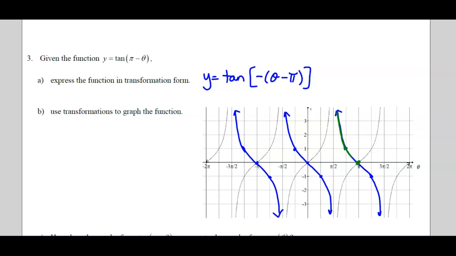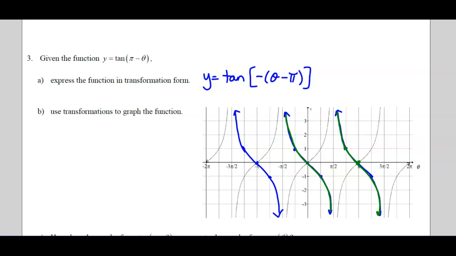Well, what happens? It's just everything's translated, right? So here to the right pi is here, so you actually get the same as after you reflected it. Okay. Now, saying that, you could show that as tan of negative theta.